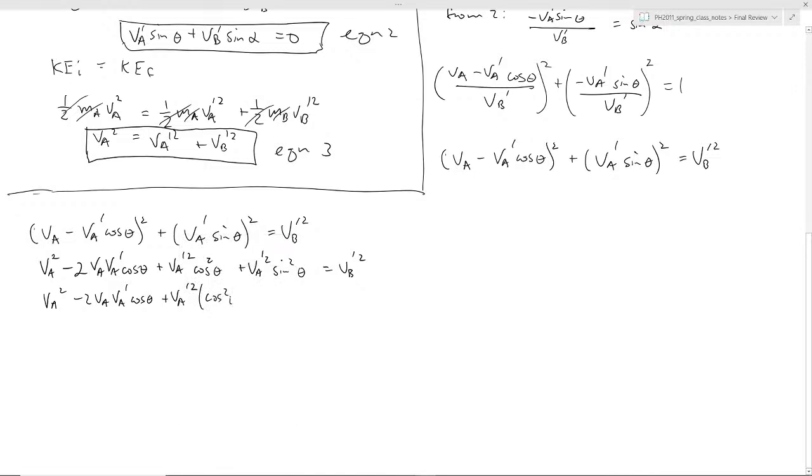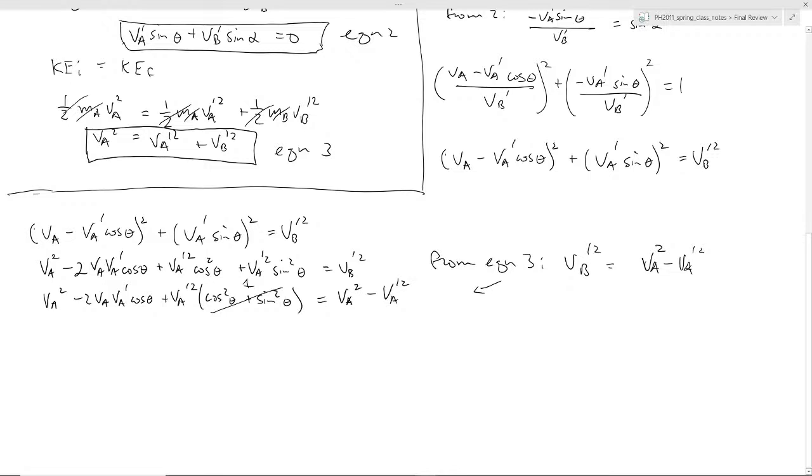We can factor that out from both of these terms, from a cosine squared plus sine squared. Like we used this before, this is 1. Now, VB prime, from equation 3, notice that VB prime squared is VA squared minus VA prime squared. So let's stick that in here, making a substitution from our kinetic energy expression.